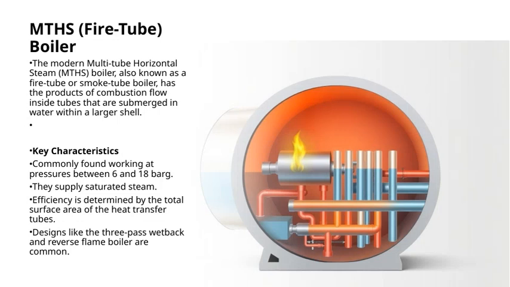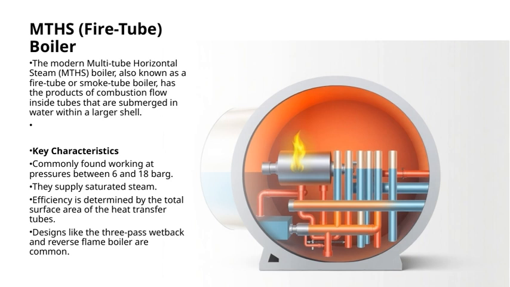Now, let's take a closer look at the MTHS, or fire tube boiler. This type of boiler is quite common in various industries, and it's also known as a smoke tube boiler. The key idea here is that the combustion products, or the hot gases, actually flow inside tubes that are submerged in water within a larger shell. This design allows for efficient heat transfer from the hot gases to the water, producing steam effectively.